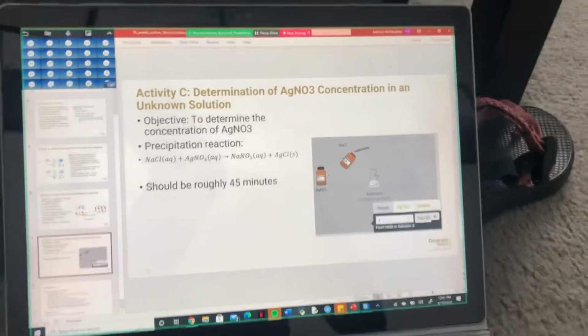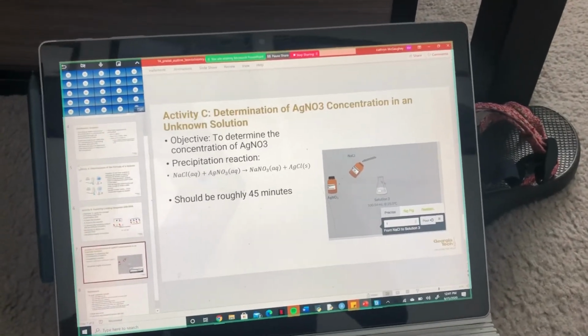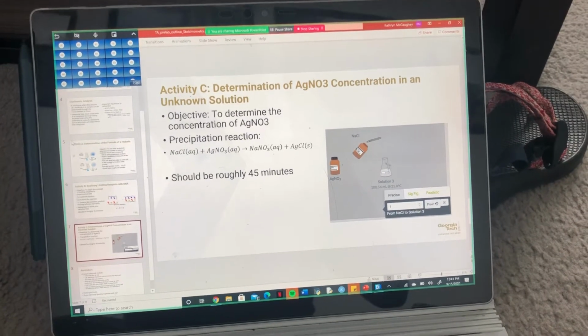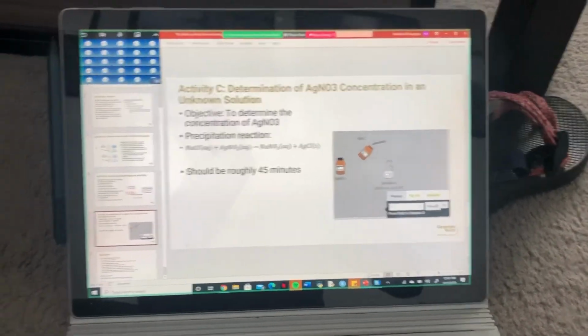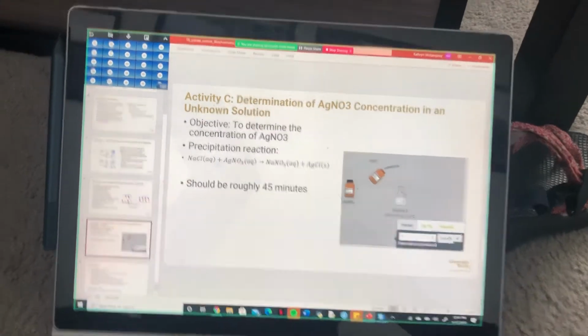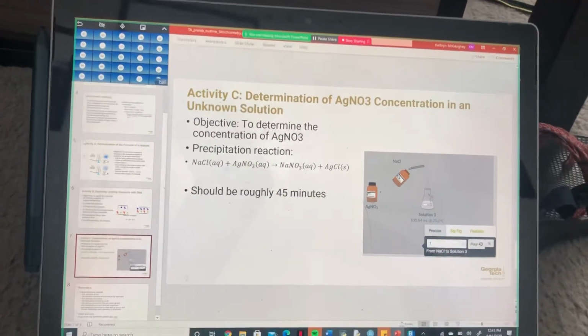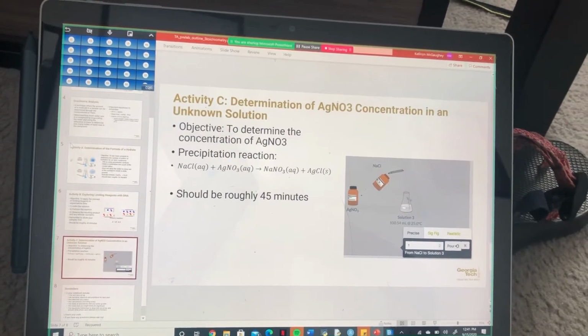And then for activity C, it's just going to be determination of silver nitrate concentration in unknown solution, and the objective is to determine the concentration. This is the precipitation reaction, and this should also take roughly 45 minutes.